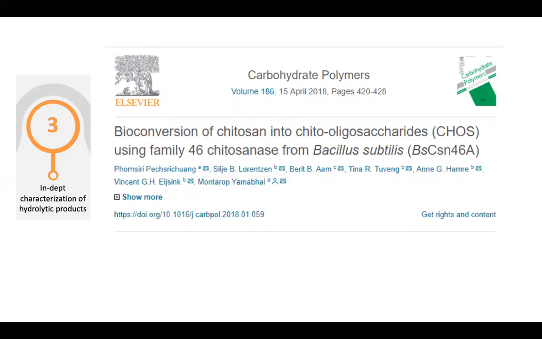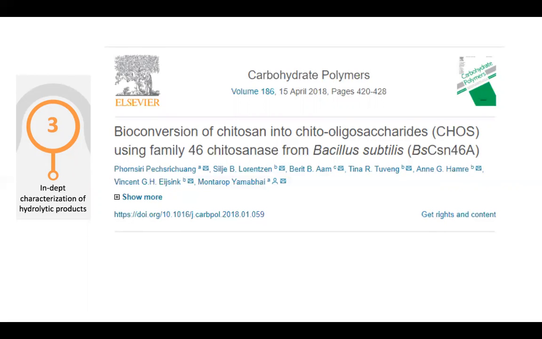And as I mentioned before, when you produce the oligosaccharide, it's important to do in-depth characterization. Otherwise, you cannot really understand anything if the product is impure. And in fact, there are so many publications out there talking about the biological effect of phyto-oligosaccharides.